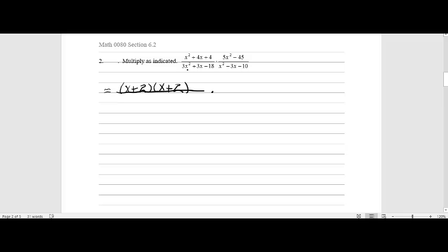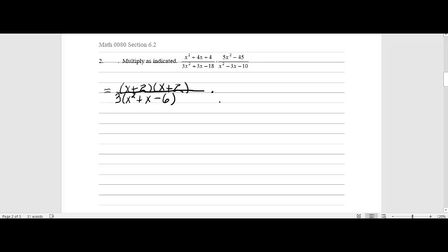Now, I look at this denominator and I realize the first factoring that I need to do here is to factor out a GCF of 3. So 3 multiplied by x squared plus x minus 6 would multiply back to give the original expression.